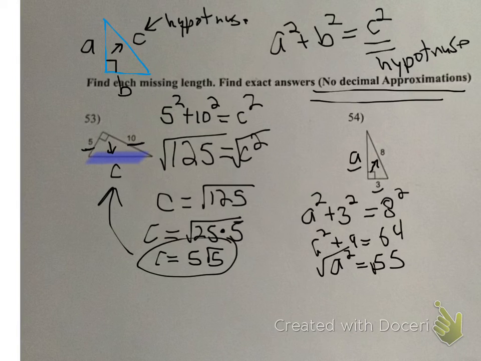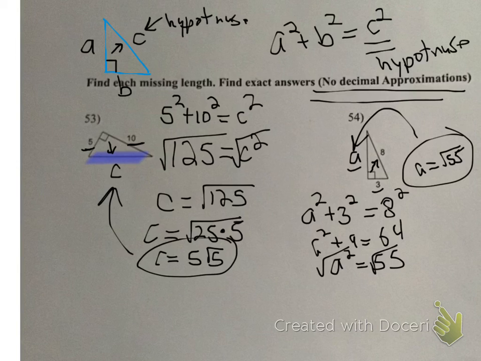We take the square root of both sides, we get A equals the square root of 55. The factors of 55 are 5 and 11. Both are not perfect squares, so we know that that is completely simplified. So our answer is square root of 55.